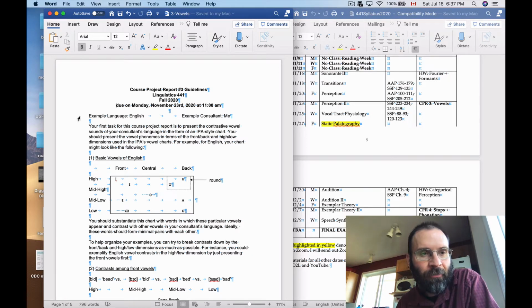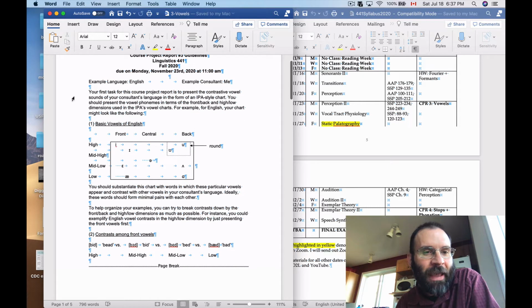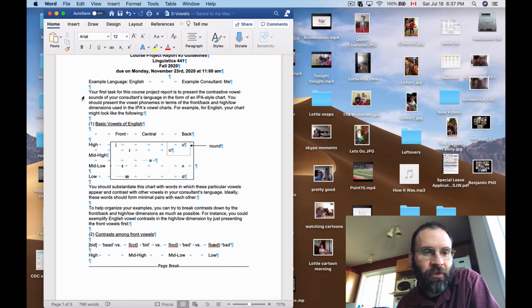I've got an example here of how to present your data using English as an example, with me as the supposed consultant of this project, using the vowels of my variety of English. So your first task for this course project report is to present the contrastive vowel sounds of your consultant's language in the form of an IPA style chart.